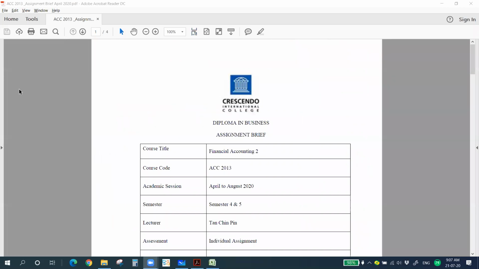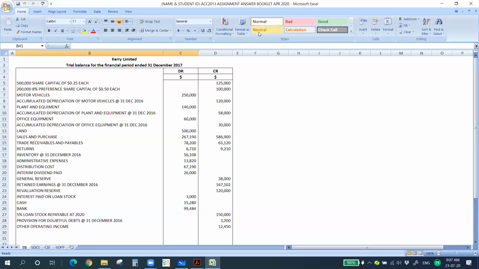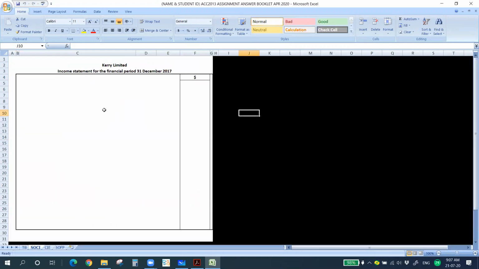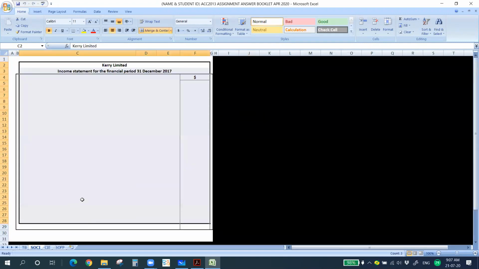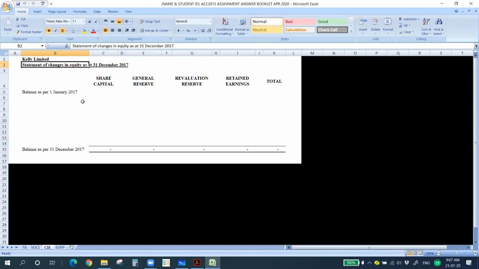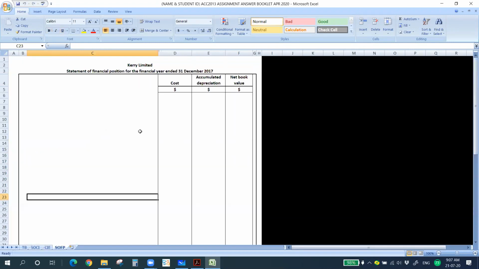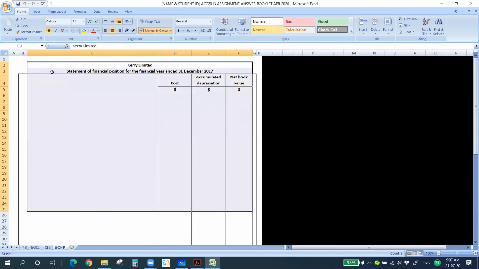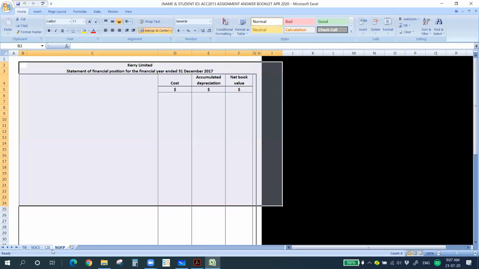So we use the assignment as an example for the exam practice. In your exam, you will also be given an Excel file like this. In this Excel file, you have the trial balance, the statement of comprehensive income, the statement of changes in equity, and one statement of financial position. These financial statements will be provided to you in the exam.